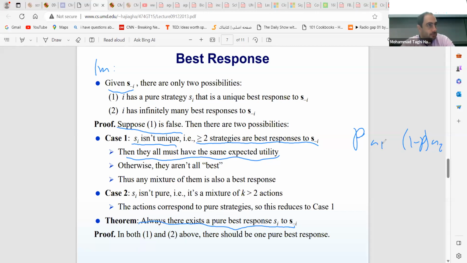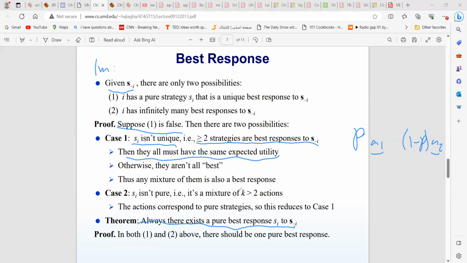If Si is not pure in the first place, then it should be a mixture of two already, and in that case A1 and A2 should be equal, with some p on one and 1 minus p on the other. If they are not equal, you can move the mass of probability toward the higher one and get a higher expected return. So again, A1 and A2 are the same, as well as any mixture of them. Of course, this is also the previous case where we have two strategies.